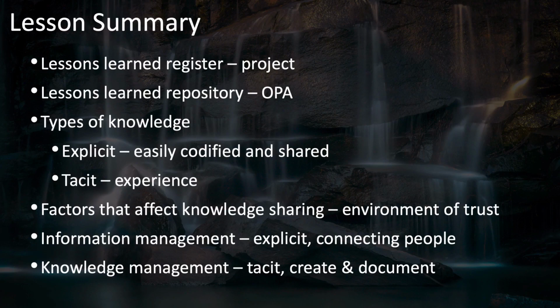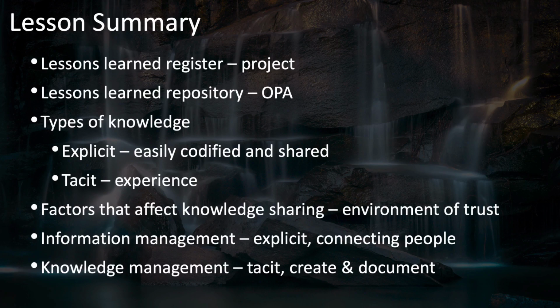A few key points to remember from this lesson. The Lessons Learned Register is specifically for your project. The Lessons Learned Repository is part of the organizational process assets that includes information from lessons learned registers from previous projects. There are two types of knowledge, explicit and tacit. Explicit is that kind of information that's easy to codify or write down and share in some way, such as in a lessons learned register or repository. Tacit knowledge is that kind of knowledge that is more based on your experience and is difficult to simply write down, but is easier to share face-to-face with someone or to show someone how it's done.